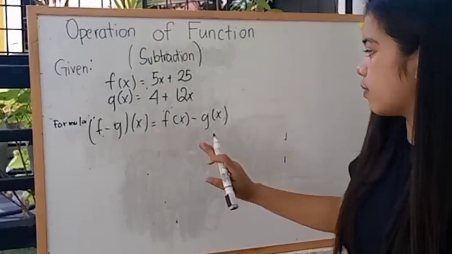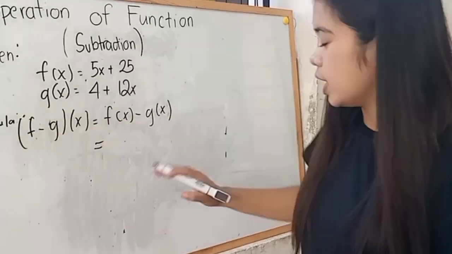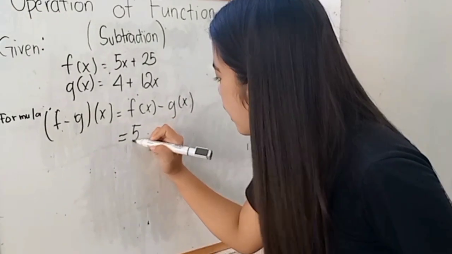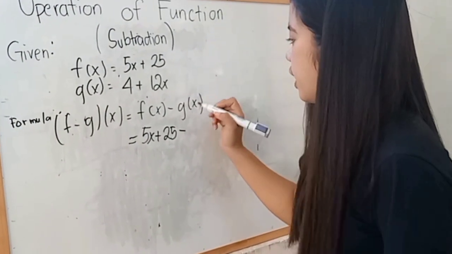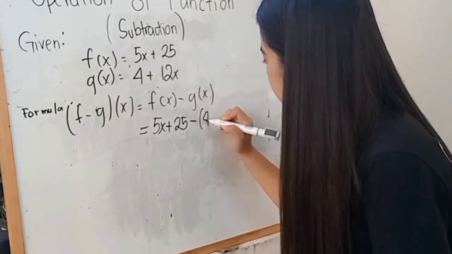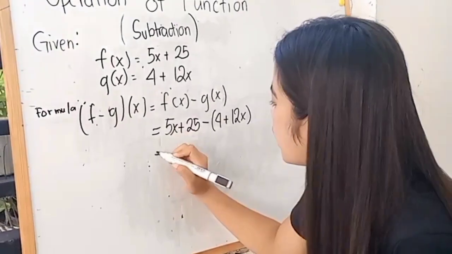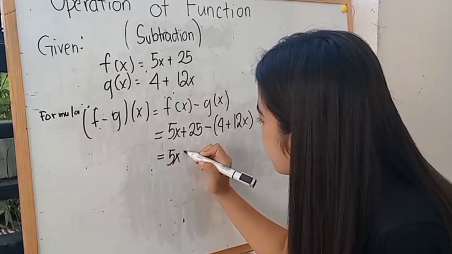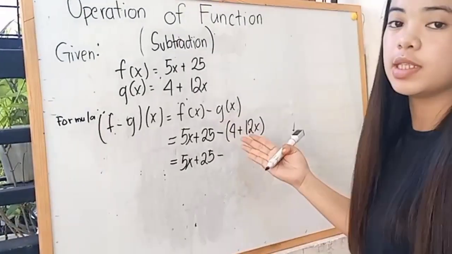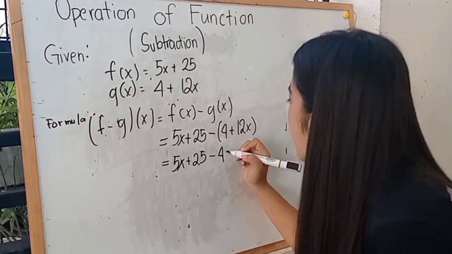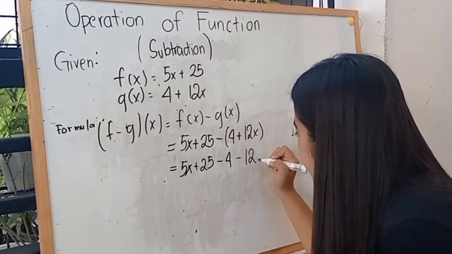First, we need to substitute the f of x and the g of x. So we have for f of x, 5x plus 25, copy the sign, and then the quantity of 4 plus 12x. Next step, we copy 5x plus 25, minus. Negative times positive is equal to negative 4, and negative times positive is equal to negative 12x.